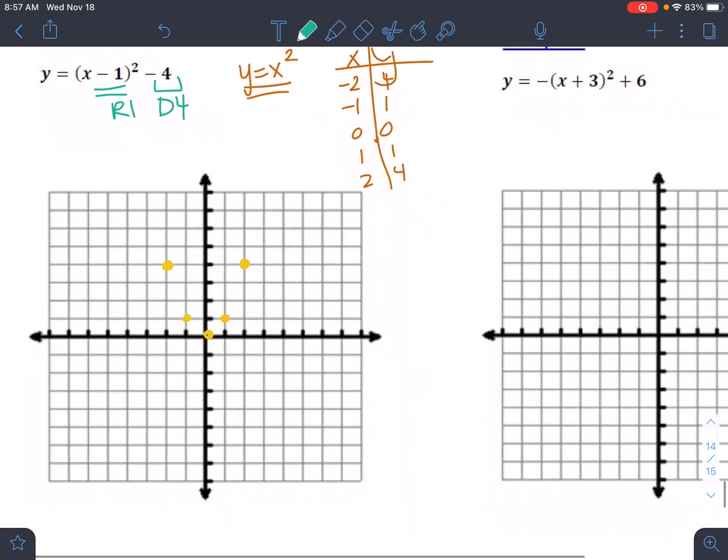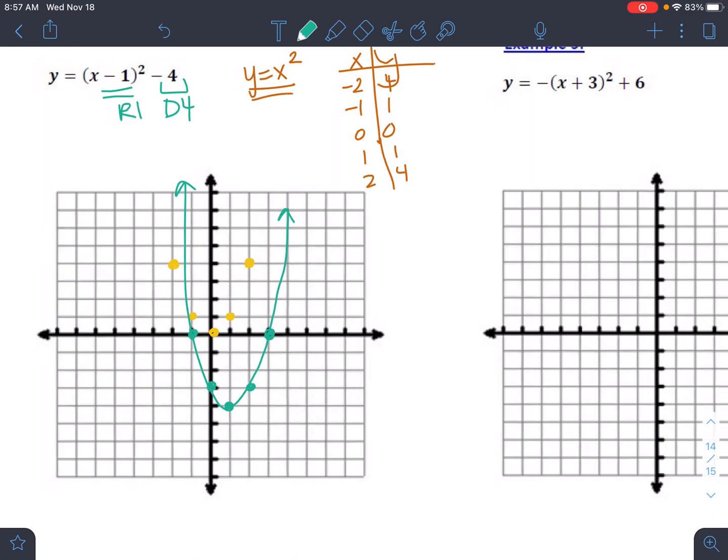Okay, so I could go this way as well. Right 1, down 4, I start here, and I know the pattern. Up 1 over 1, up 3 over 1. I could also count from each point, but notice this is the graph exactly shifted right 1 and down 4 from every single point. Right 1, down 4. So up to you, but knowing that pattern of points, 1, 3, 5, is really going to help you graph this quickly.